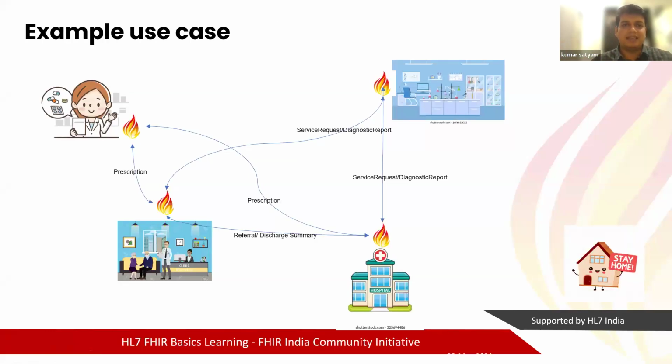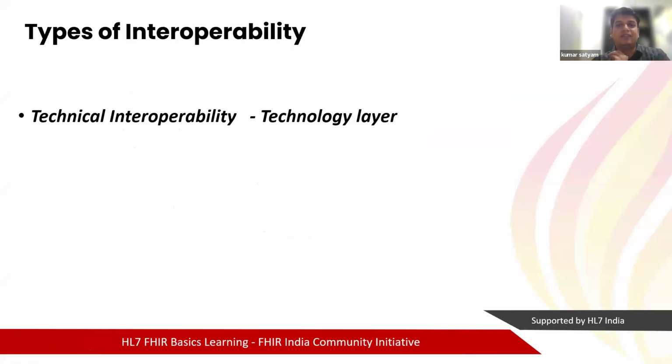Now, in this example, there are a lot of concepts that we need to understand. First is the technical interoperability. That's the technology layer. These clinics, hospital, pharmacy, and lab need to be connected, means they need to be connected via the internet, via the wire, so that the data can get exchanged, right? So that's the technology layer. They also need to have a shared format, correct? Saying that they all understand XML, they all understand JSON, they all understand FHIR. So that's the technical interoperability.